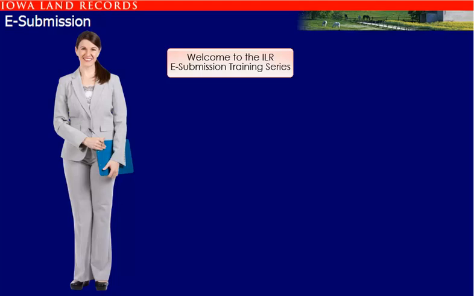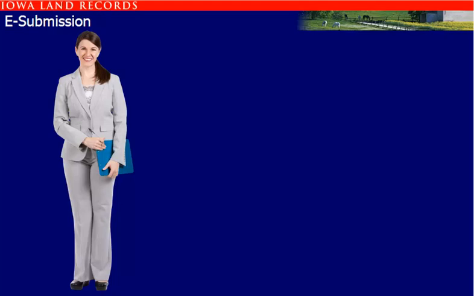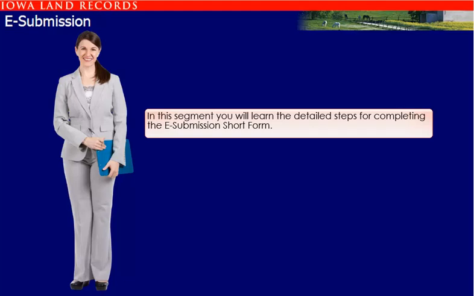E-submission is the fastest and most efficient way to deliver documents to Iowa counties for recording, and the easiest method for correcting errors when submitting documents. In this segment you will learn the detailed steps for completing the e-submission short form.